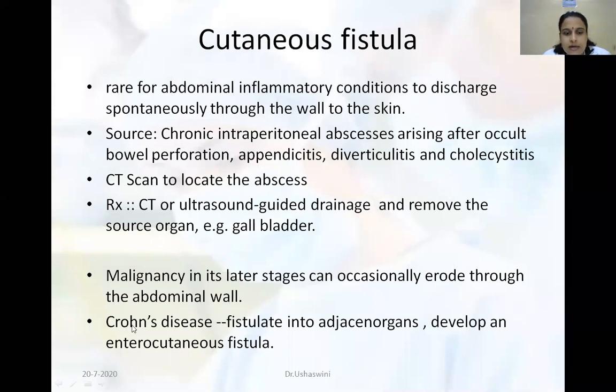Then Crohn's disease is notorious for fistulating into adjacent organs. So Crohn's disease is common for fistula formation. In Crohn's disease, obviously from the bowel, they form an intracutaneous fistula.